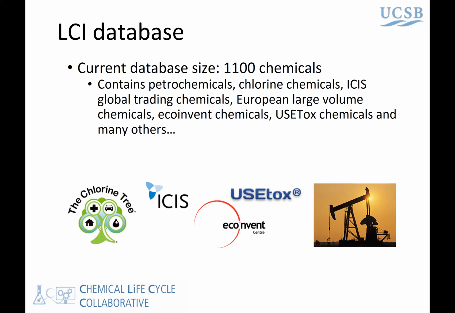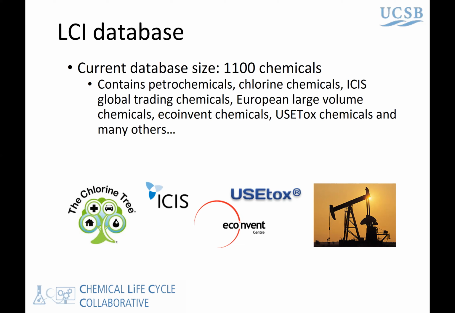So currently that's formed our database, and our database contains about 1,100 chemicals. This database contains chemicals like poultry chemicals, very basic chemicals, coloring chemicals, ICIS global trading chemicals, and the European large volume chemicals, because those two categories are very important in the market and used very often. We want to make sure our database contains the chemicals that are commonly used by our users.